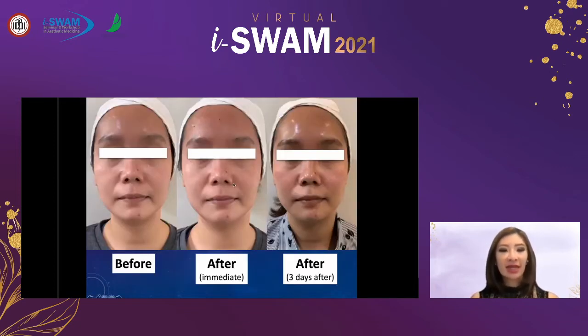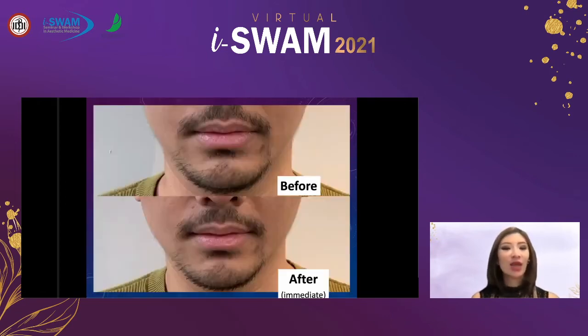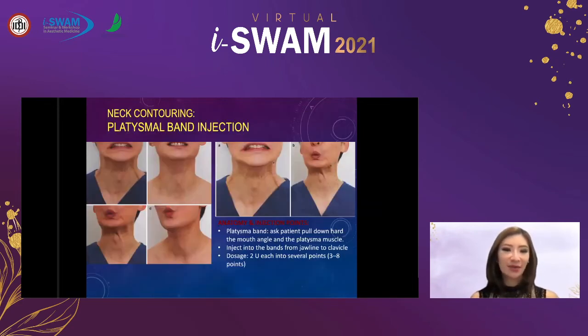And we can see that this is the picture of the patient. The skin of the patient looked tighter 3 days after injection. And we can see here the immediate result after mesobotox injection. The face becomes tighter, and we can see a more contoured jawline, especially in male patients. They will love it, a more contoured jawline, because for males, it represents masculinity.